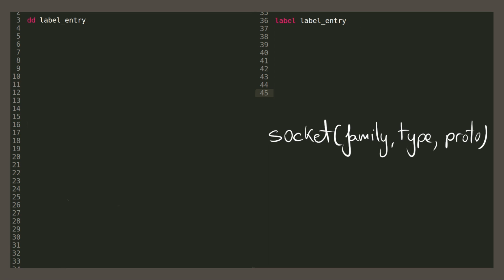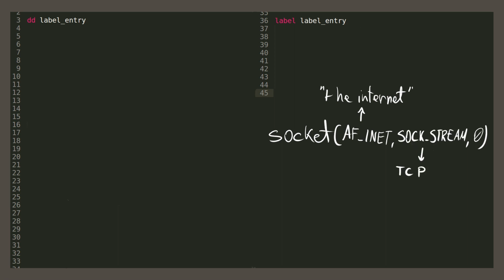It takes in a domain, which is the internet in our case, for which we use AF_INET. The second parameter is a type, set to SOCK_STREAM, which makes it a TCP socket. The third parameter is called protocol, but we can leave that 0. I'll quickly put these parameters in the program memory and label them socket params.